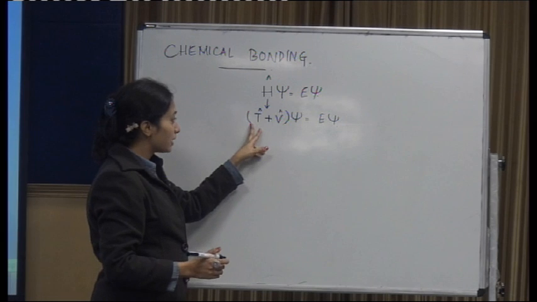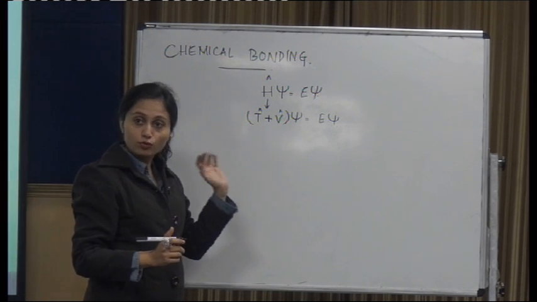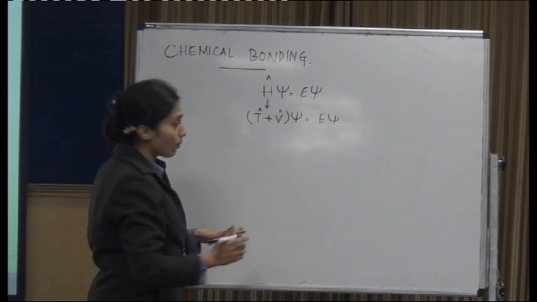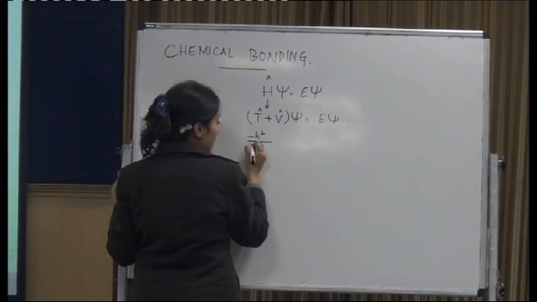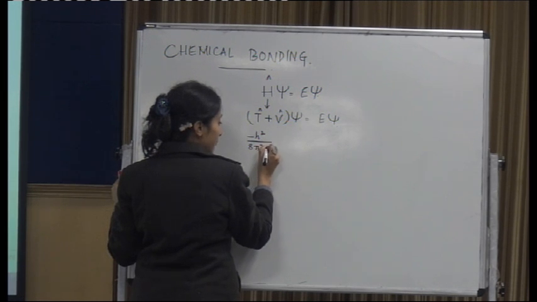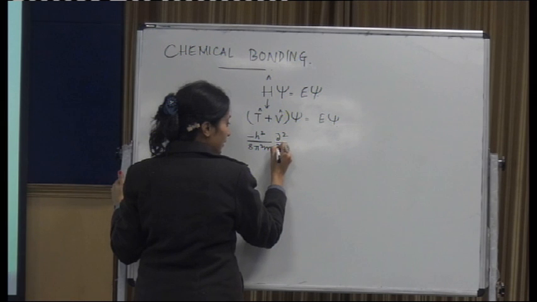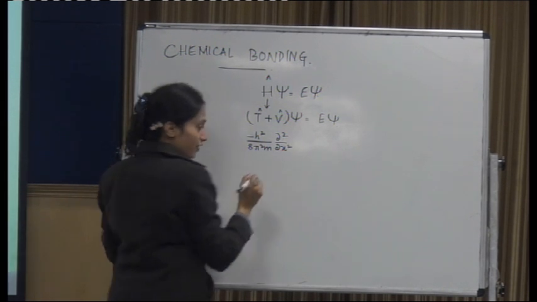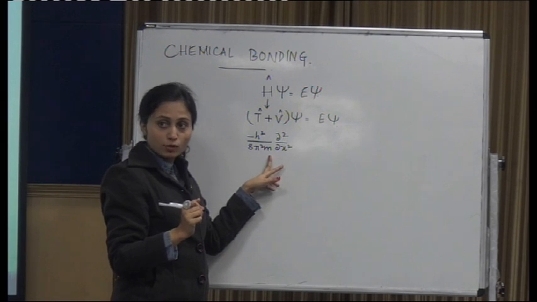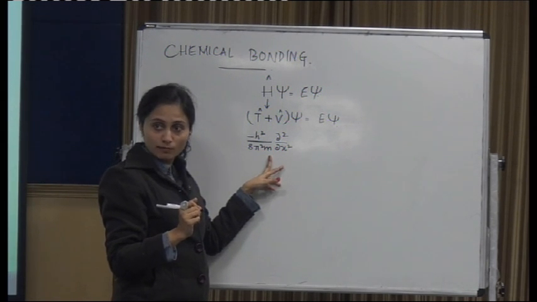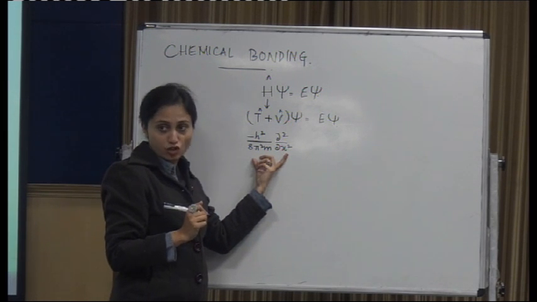Alright, and please remember that the kinetic energy has an operator. If you can just go through it once, no need to remember. That is minus h square upon 8 pi square m del square by del x square. Have you done differentiation? This is kind of d square by dx square. In books you will find it written as d square by dx square. So this is only your kinetic energy operator.